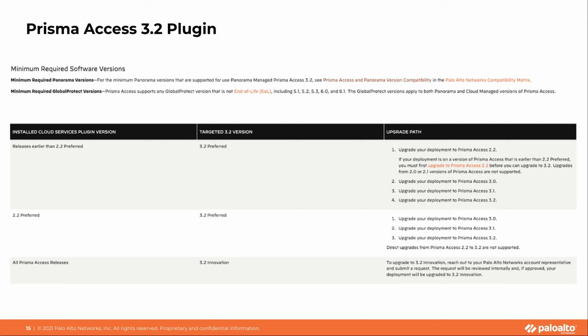We'll talk about more prerequisites in a couple of slides, but if you need to upgrade to innovation, as I mentioned, that's not a default option. What you'll need to do is reach out to your account representative and submit a request to upgrade your tenant to 3.2 innovation.